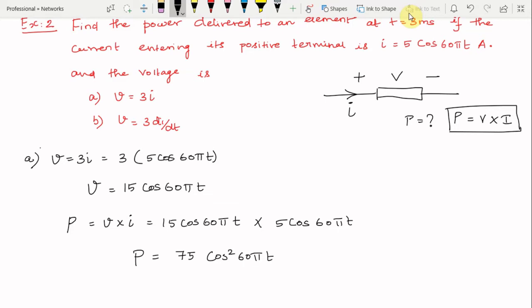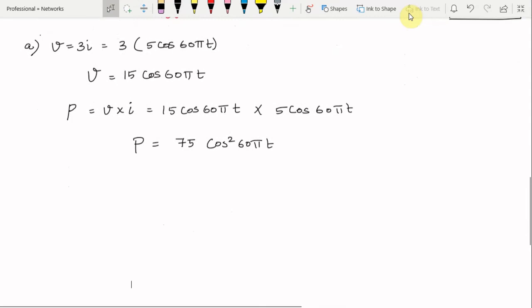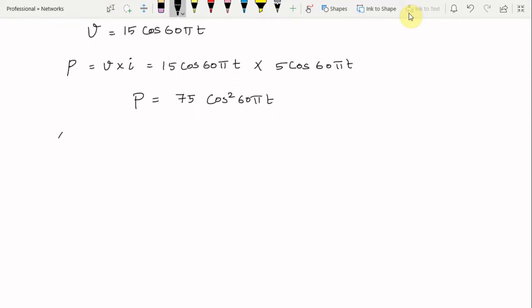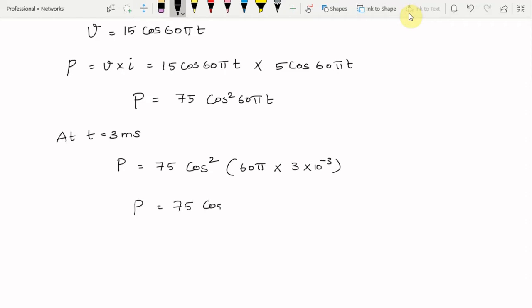at the first condition for voltage, and they have given the time as 3 milliseconds. Therefore at t is equal to 3 milliseconds, P is equal to 75 cos square of 60 pi into 3 into 10 to the power minus 3, which will give you 75 cos square 0.18 pi, which is 75 into 0.713.